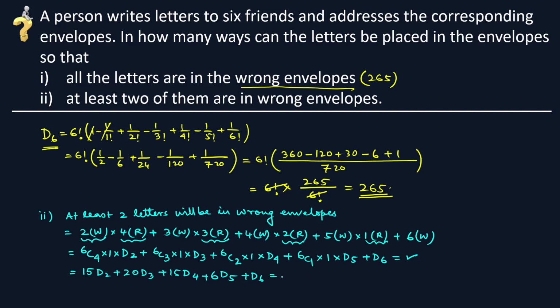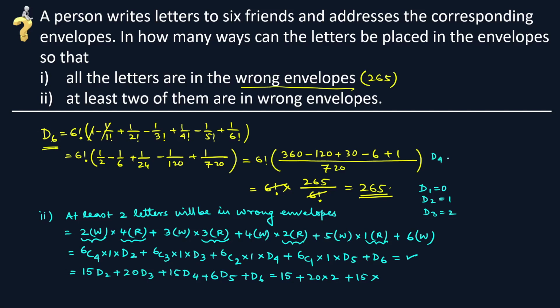So what will be the answer? We have already said that D2 is basically 1. So this is 15 plus D3, as I told you, it is 2. We have already said that D1 was, the initial problem, right? D2 is 1 and D3 is 2. So it will be 20 into 2 plus 15 into D4.